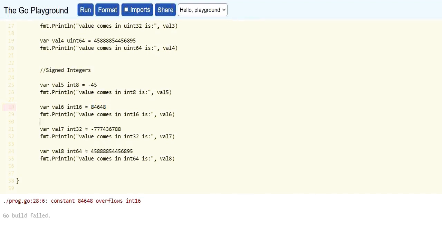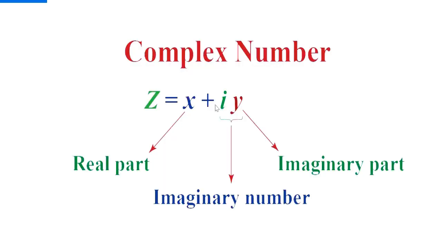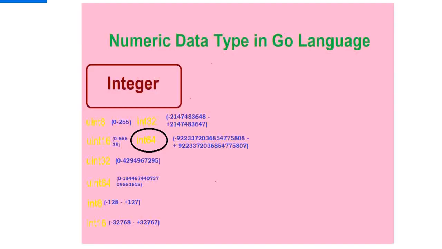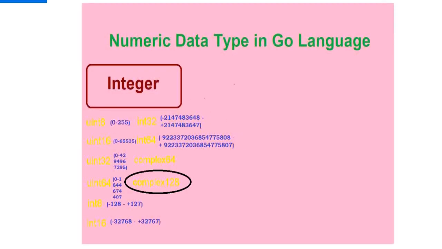Other than signed and unsigned integers, we have complex numbers in the integer category. A complex number is a combination of a real and an imaginary part. Here x is a real number and iy is considered as an imaginary number, where y is the imaginary part. In Go language, we can have a complex number of 64-bit and a complex number of 128-bit.